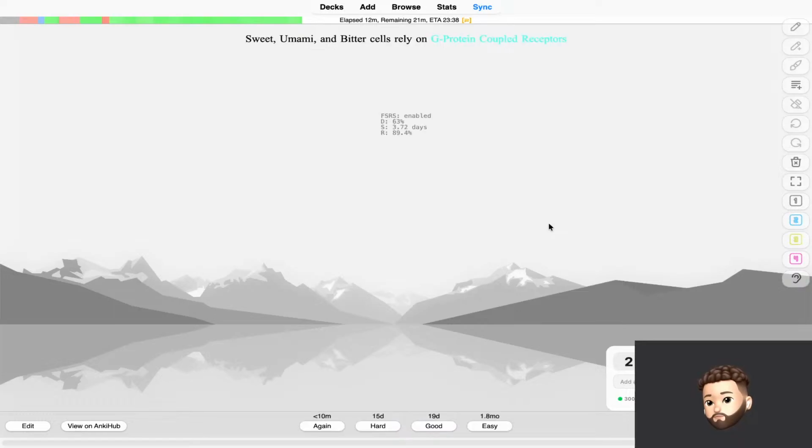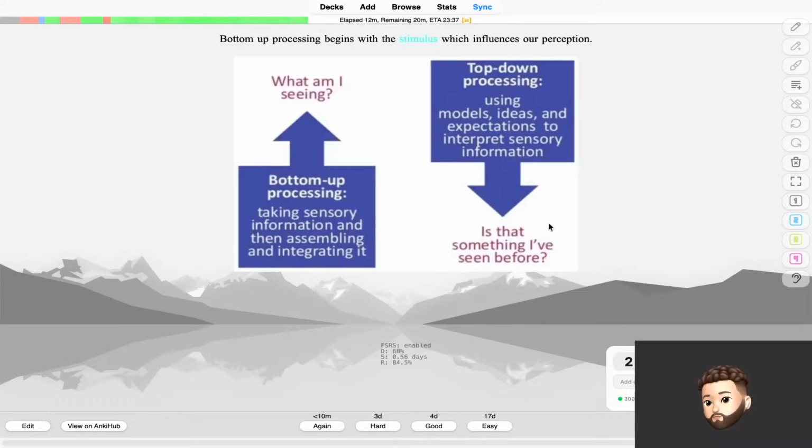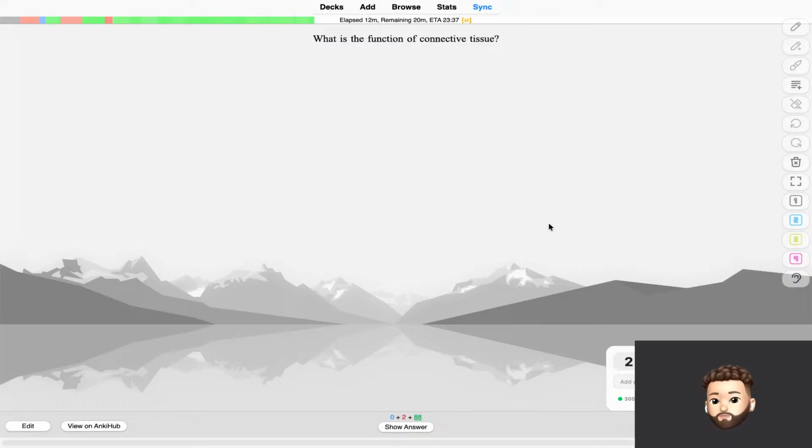GPCRs, stimulus. Okay, you see, that's how I know that I still have the things sped up. We've heard this song like every day.